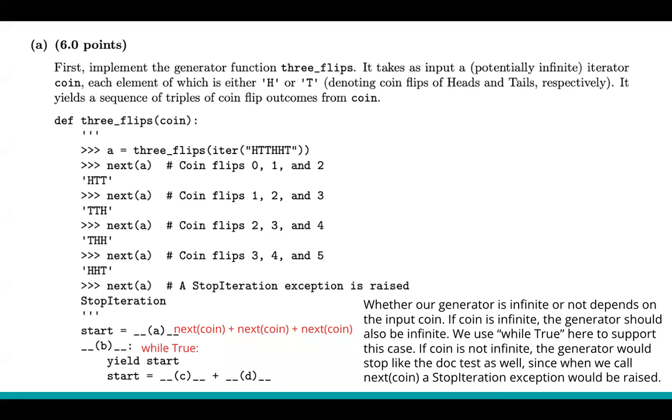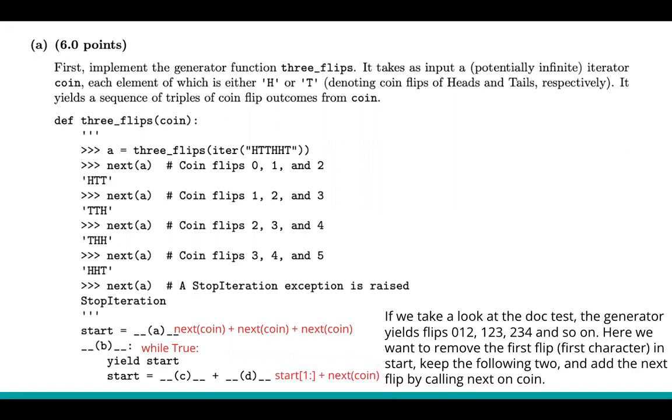And again, we talked about this earlier, but because we know that the coin iterator could be infinite, how can we create an infinite generator function? Well, we can just put the yield statement inside a while true loop, because that loop is never going to end. So whether or not our generator is infinite depends on the input coin. If coin is infinite, the generator can also be infinite. We use while true here to support this case. And if coin is not infinite, the generator would stop like the doc test as well, since when we call next on coin, a stop iteration exception would be raised.